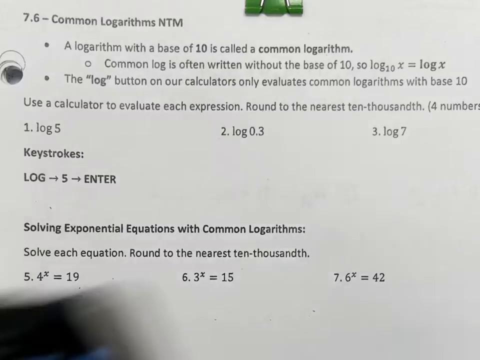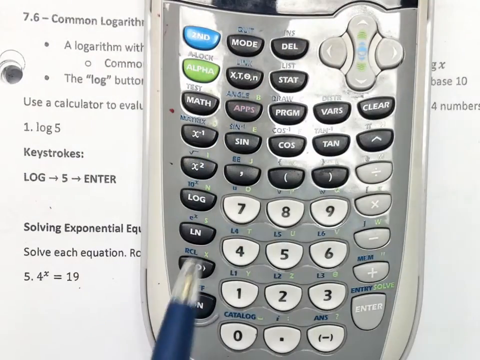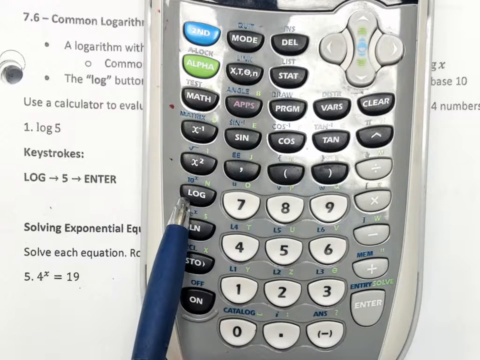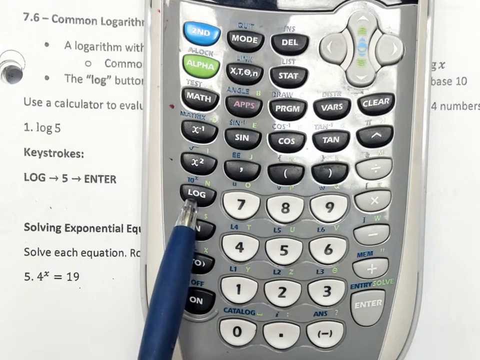So if you look on your calculator, at the bottom of it, right below the x squared button, is a regular log. That's a common log, right? Which means if I plug it in, it's only going to do base 10. It won't do base 2. It won't do base 6. It won't do base 7, right? Does that make sense? All right, so here we go.